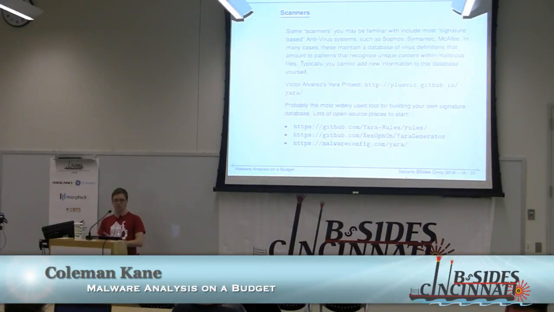Some scanners that you're probably all familiar with are the signature-based antivirus systems such as Sophos, Symantec, McAfee, stuff like that. In many cases, these maintain a database of virus definitions. They maintain a signature database. They're typically mapped to a lot of those virus IDs that you saw on the VirusTotal slide earlier. And basically what they're doing is opening up files. They're trying to see if some bytes happen to be in a file, and if they are, then they're going to say, yes, I've identified a piece of malware here.